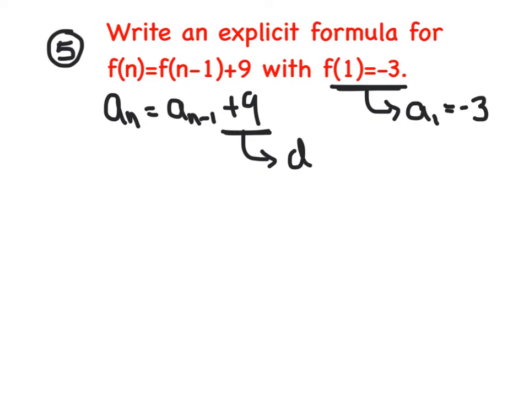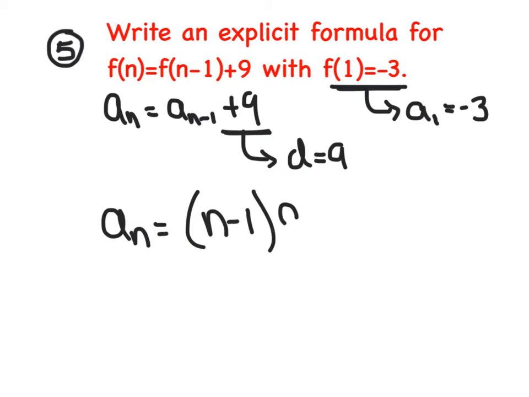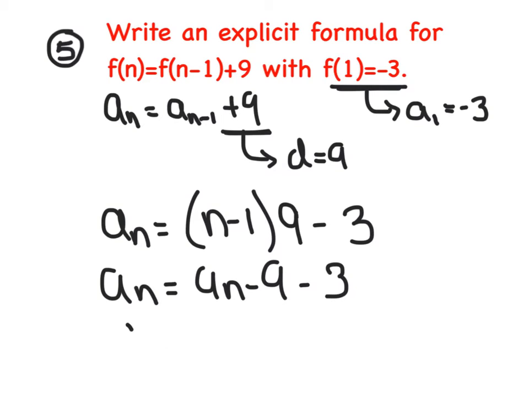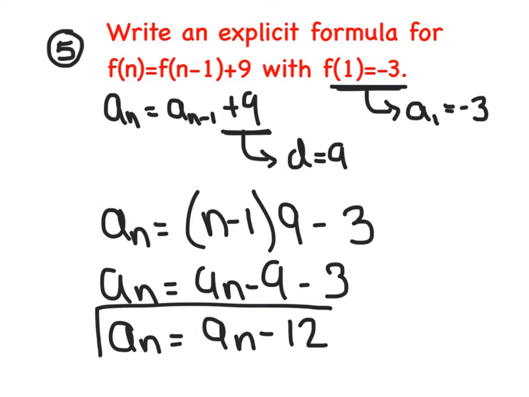So the common difference is a 9. And once you know the first term and your common difference, you're good to go. And we're going to say the nth term is n minus 1 multiplied by 9, in this case plus negative 3, or just minus 3. If we distribute the 9 really quick and then combine like terms, we're going to get 9n minus 12, and boom, right there's your explicit formula.